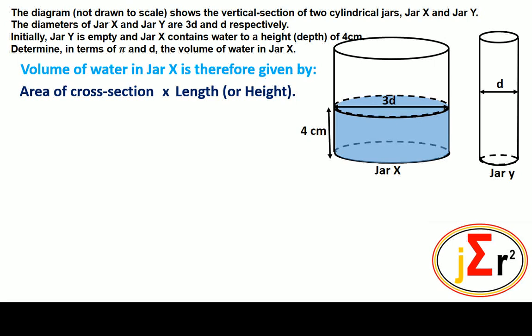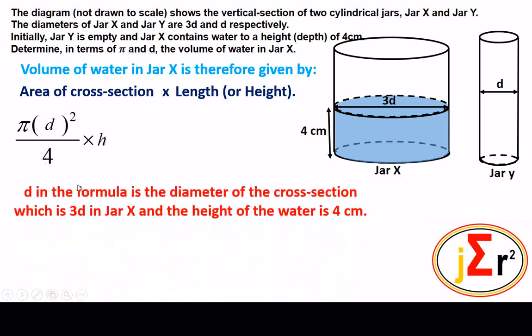The volume of water in jar X is therefore given by area of cross-section times length or height. And the area of the cross-section is pi d squared over 4 times h. We are using that formula because the diameter is given. D in the formula is the diameter of the cross-section, which is 3d. The diameter of the cross-section is given as 3d, and you know exactly what we will do with that. We will substitute that straight into the formula right there.